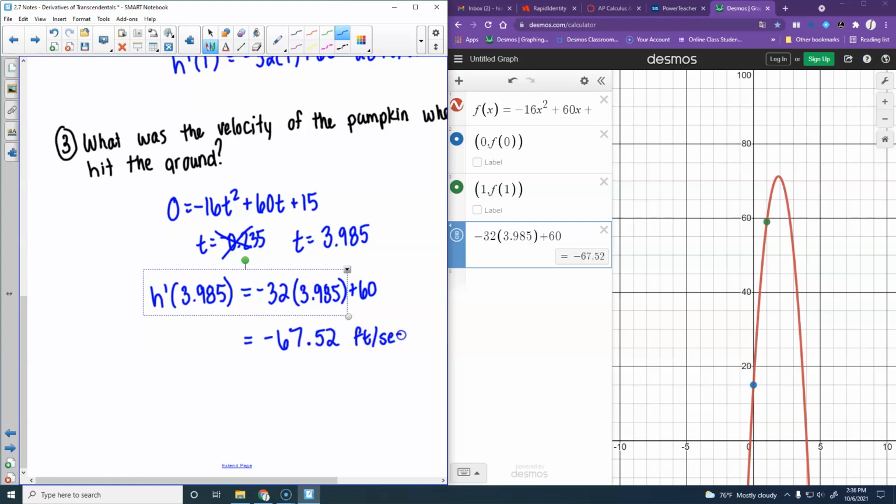Why is it negative? Because it's going down, and velocity has direction. So, since it's negative, that would be down. Speed does not have direction. So if it asked for speed, we would just say 67.52.